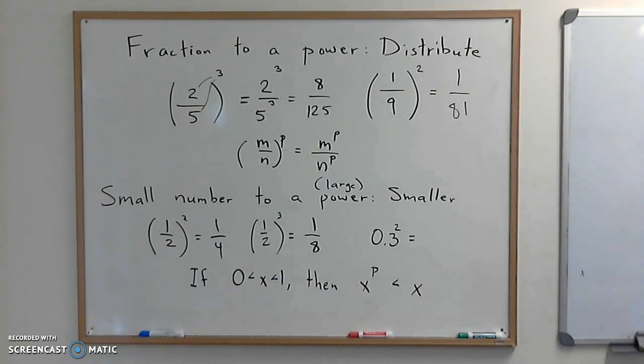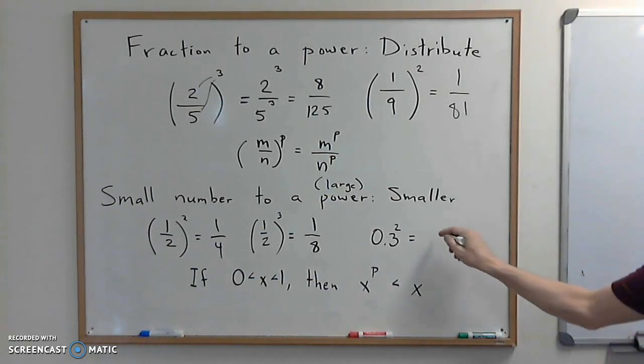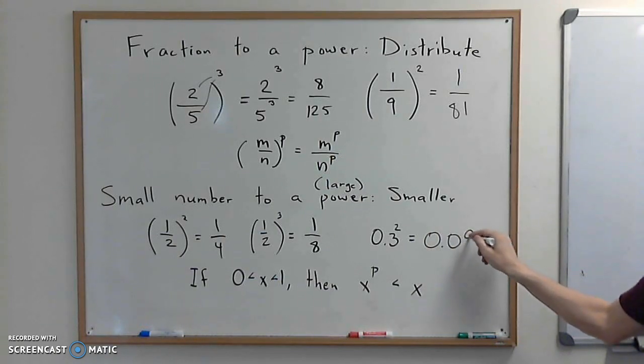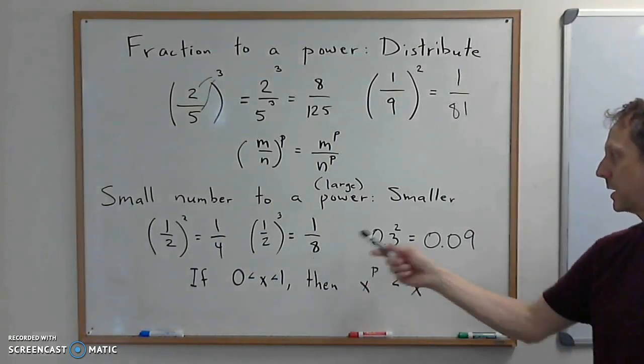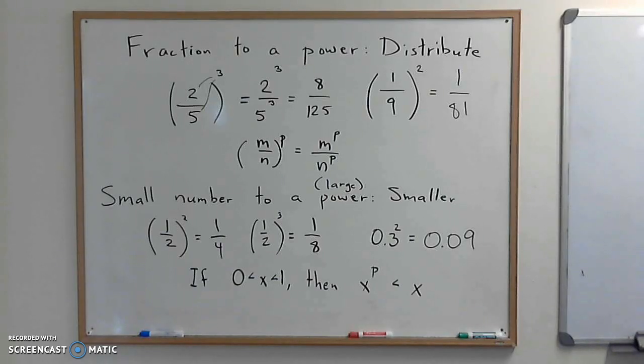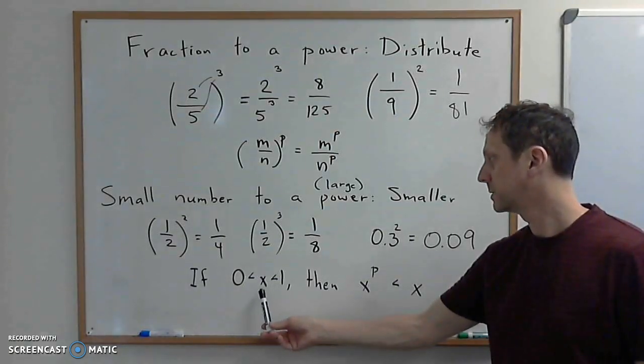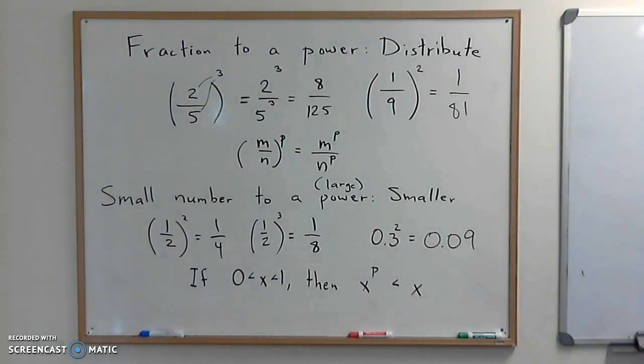0.3 is a small number, so we would expect that if you square it, you'll get a number smaller than 0.3. And this is easy to execute on your calculator, and you will find that 0.09, which is less than 0.3. So whether it's written as a fraction or a decimal or even an irrational number, here's the rule. If x is a small number between 0 and 1, then x to a power will be less than itself. And as the exponent keeps growing, the powers keep getting smaller.